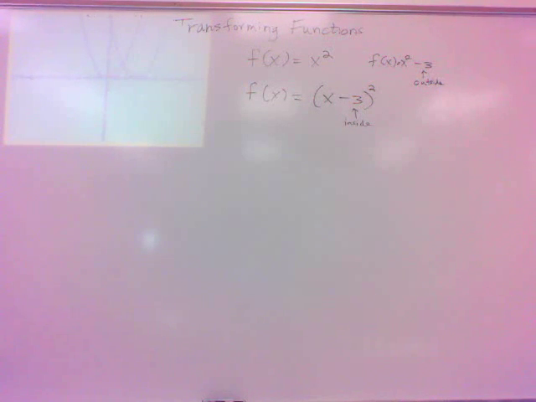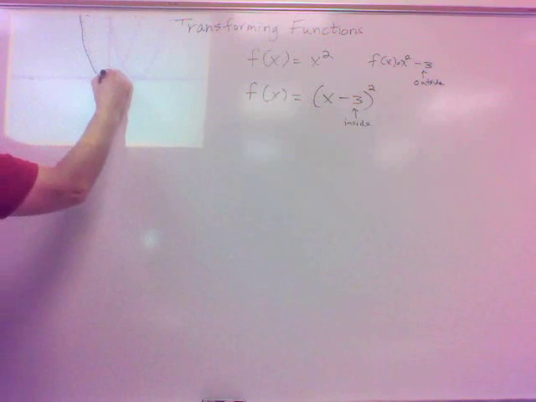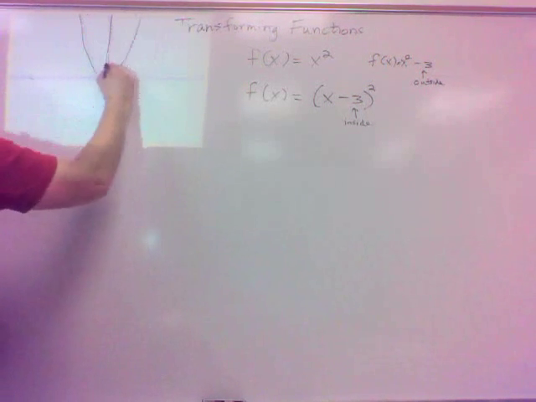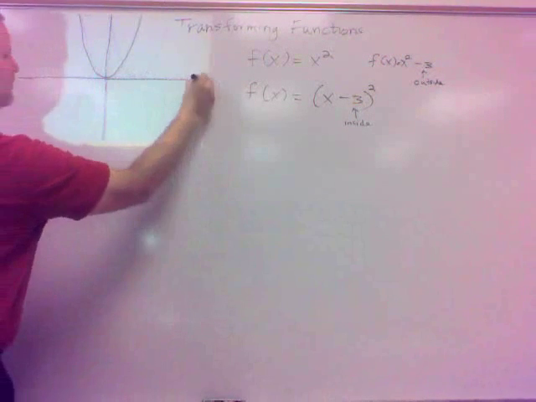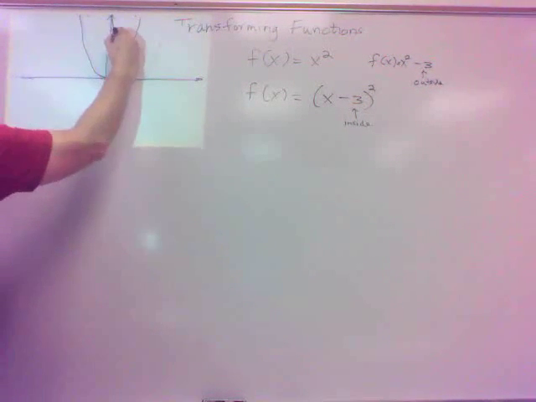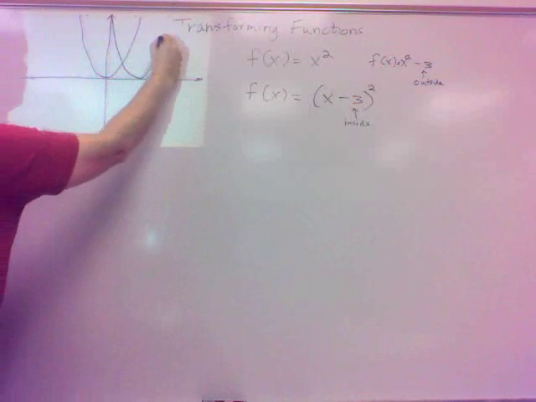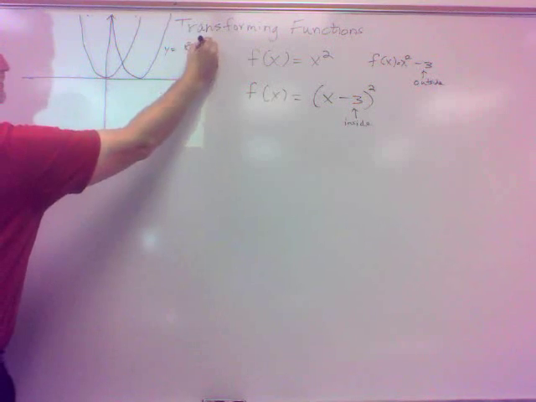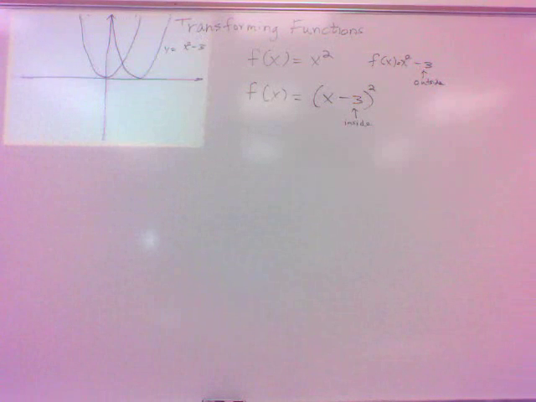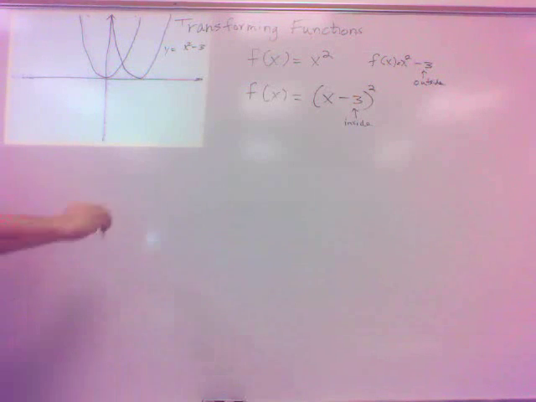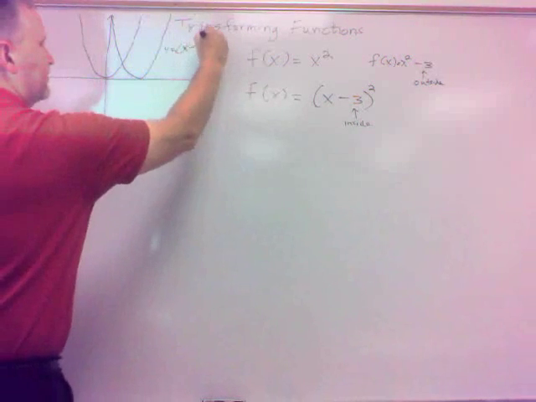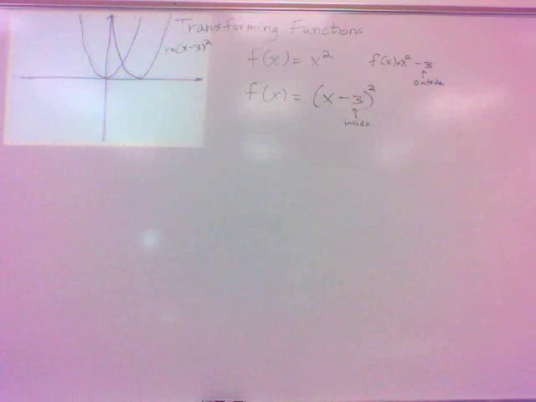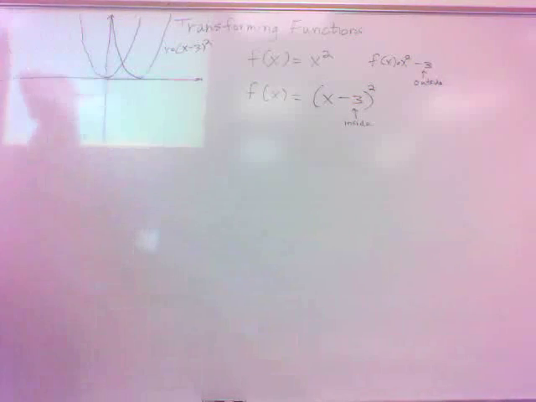There's x squared. So here's my x squared. Here is the x and y axis. So here is x squared minus 3, or y equals x squared minus 3. Okay? What happened? Well, it didn't move it down 3, did it? This does something different. The minus 3 here doesn't move it 3 units down.